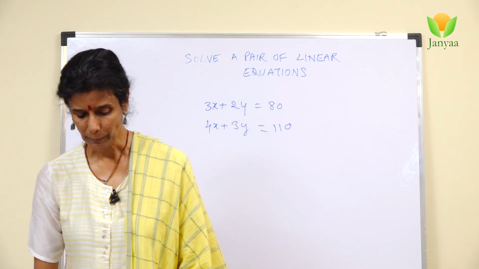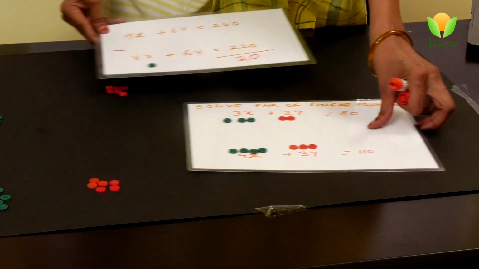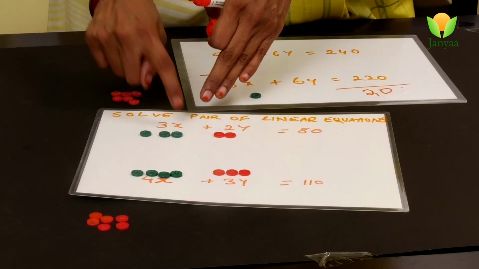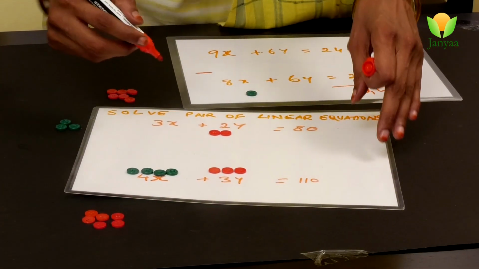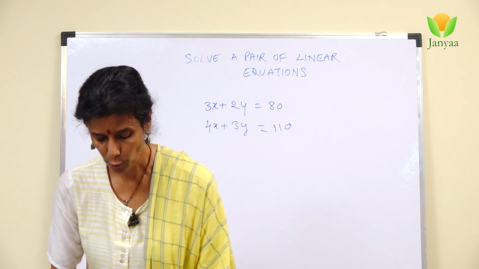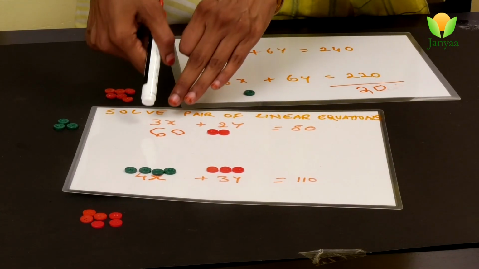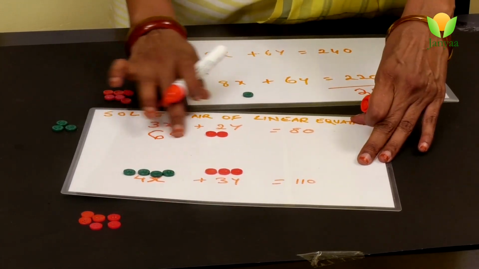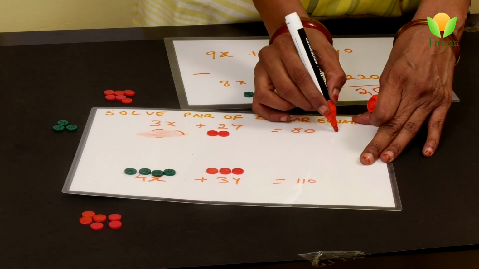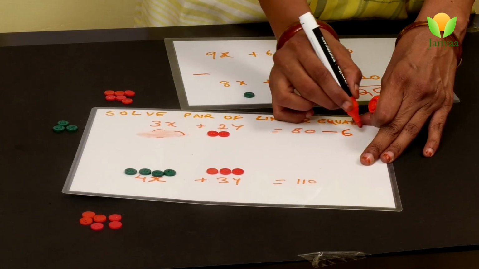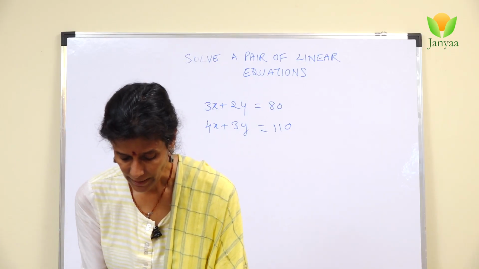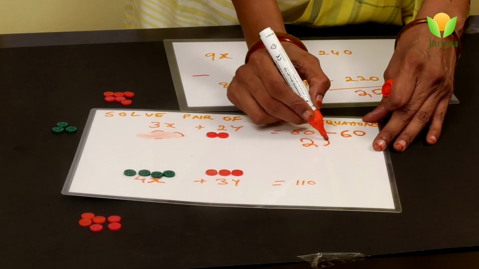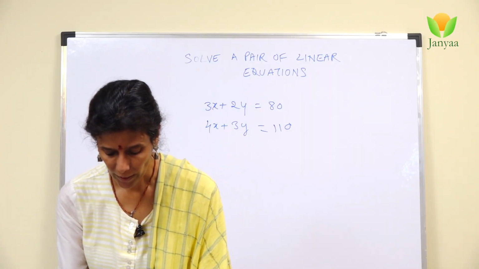Okay, now let me come back here. We know x is 20, correct? Now 3 times 20 is what? 60, correct? I have 2y here, and I have 60 here and I have 80 here. Now if I bring this 60 here, plus becomes minus. Now 80 minus 60 is 20, correct? I have 2y equals 20.